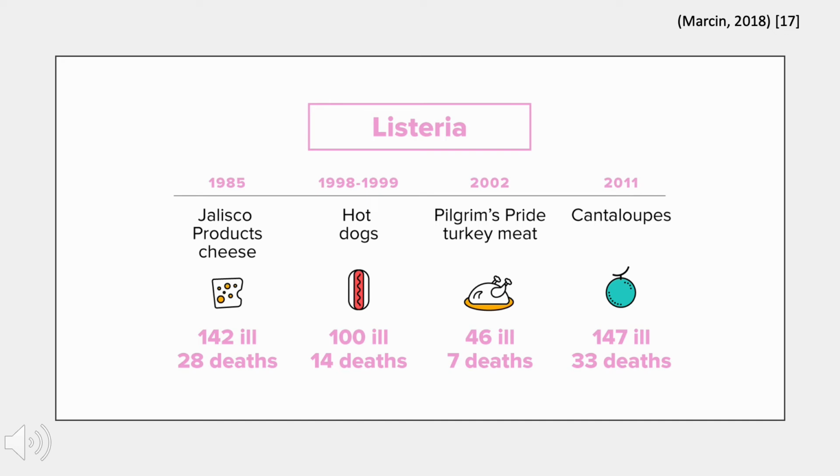In this timeline, you can see multiple other current events of Listeria epidemic outbreaks. In 1985, there were 28 associated deaths with cheese products. In 1998 to 1999, 14 deaths were associated with hot dogs contaminated with Listeria. In 2002, 7 deaths were associated with turkey meat contaminated with Listeria, and in 2011, 33 deaths were associated with cantaloupes contaminated with Listeria.